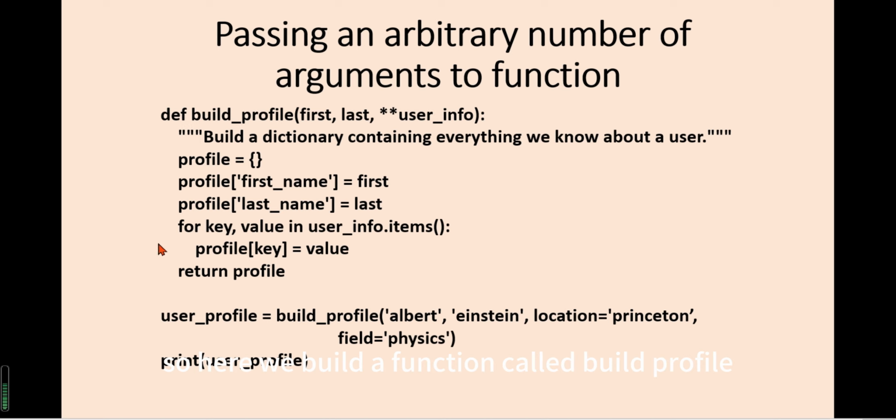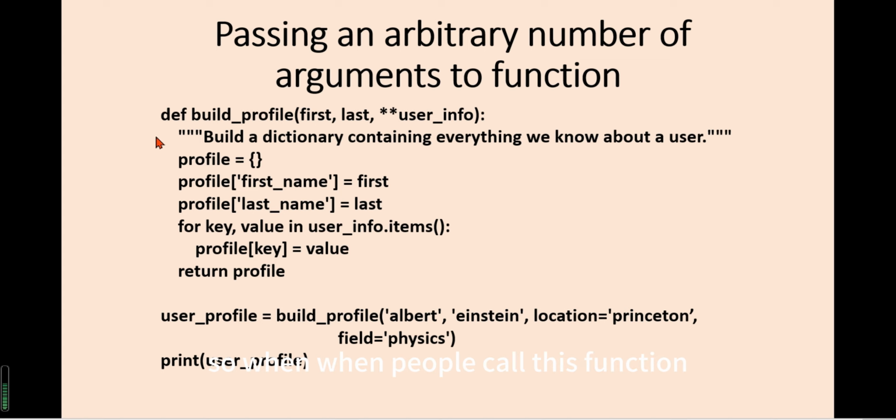So here we build a function called build_profile, and there are three parameters needed. First is first_name, second is last_name, and the third is a double asterisk with the parameter name user_info. What does the double star mean? This actually creates an empty dictionary in local scope. So this user_info can only be used inside the function.